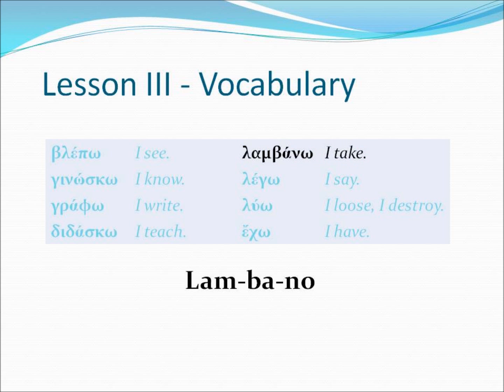Our next vocabulary word is lambano. Lambano. It means I take. Lambda, alpha, mu, beta, alpha, nu, omega. Lambano means I take. Here's our next vocab word. Lego. It means I say. Lambda, epsilon, gamma, omega. Lego.